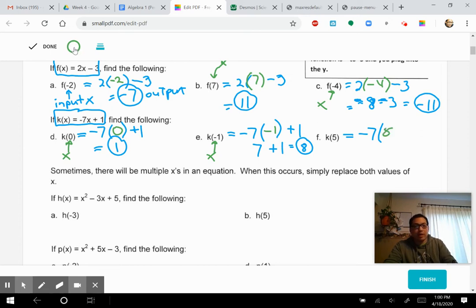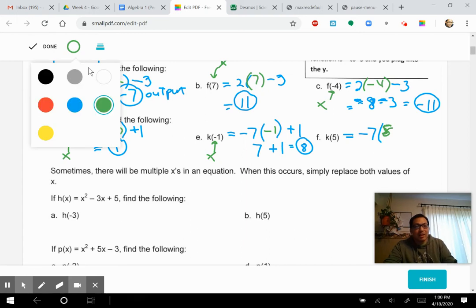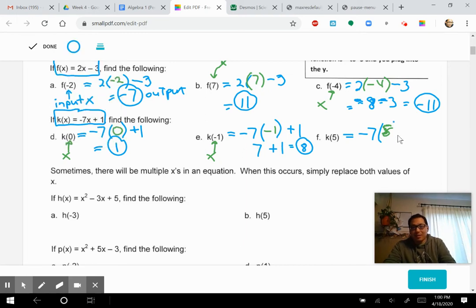That is supposed to be a 5. Come on, program. Oh my god, it looks like an 8. I'm sorry. Plus 1. So -7 times 5, that's a good multiplication table. 7 times 5 is 35. -35 plus 1 puts us a little bit less negative with this plus 1, so -34 is our output.